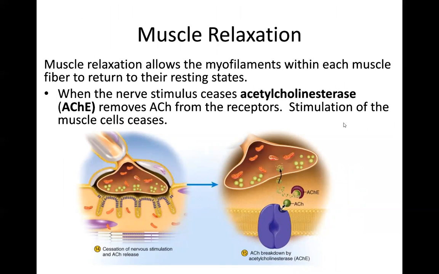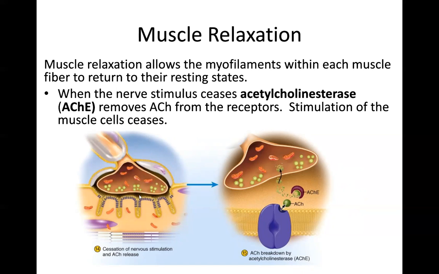So that's muscle contraction. Let's now talk about how we relax the muscle. We'll start the same way that we started, by talking about neurons, which started the whole process of muscle contraction. In order for muscles to relax, we need to stop stimulating them, okay? Muscle relaxation is going to allow the myofilaments within each muscle fiber to return to their resting states. It begins by no longer releasing acetylcholine from the synaptic end bulb, okay? And that happens because there are no longer action potentials arriving there, okay?